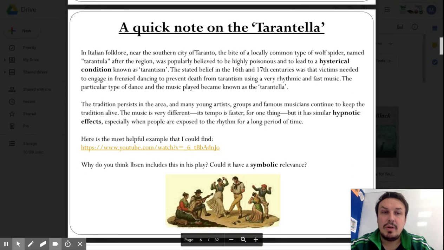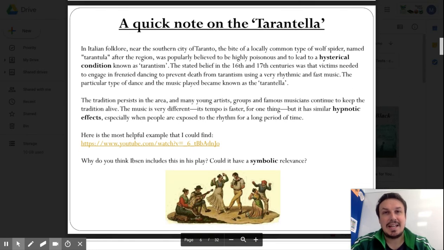So this is where we're going to move on to. We did talk about this in class, but I think it's good to have it in our notes, so if you can make a note on the key points here, that'd be great. We know the Tarantella comes from Italian folklore. If you were bitten by a particular wolf spider, which is named after the region, people believed that you got a hysterical condition known as tarantism, and that you would need to keep dancing in order to prevent yourself from succumbing to the venom.